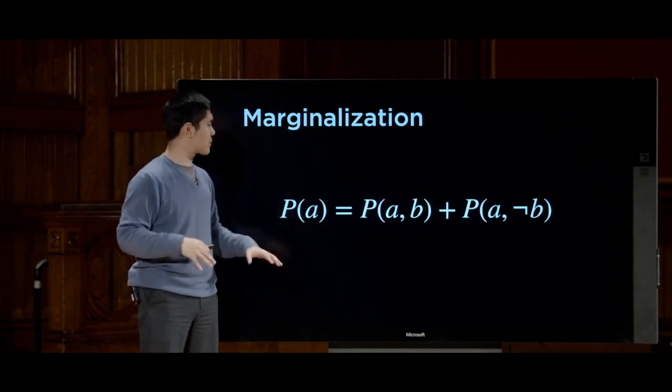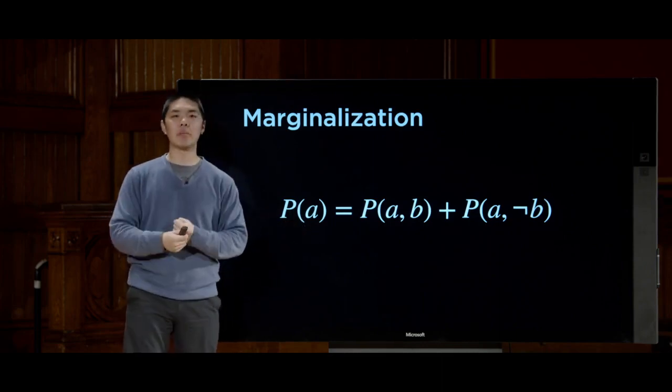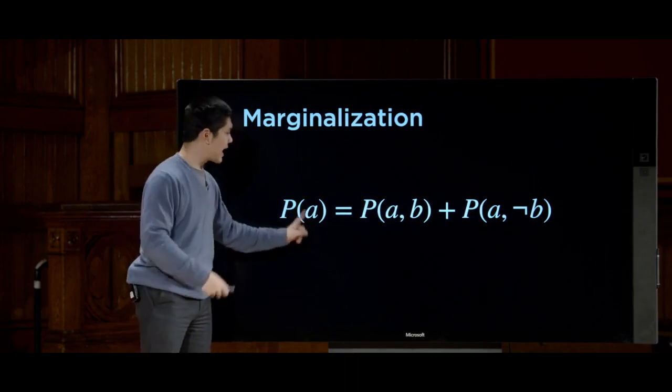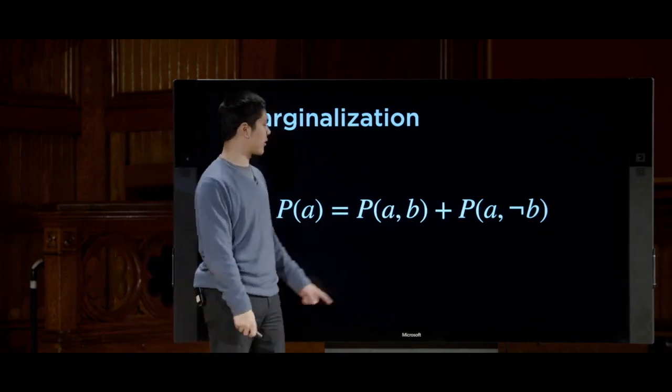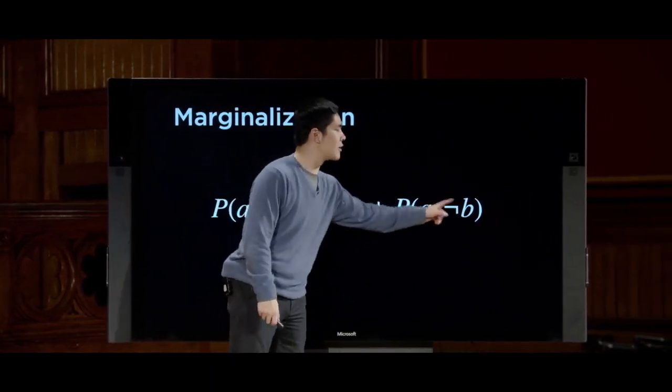They're disjoint or separate cases. And so I can figure out the probability of A just by adding up those two cases. The probability that A is true is the probability that A and B is true, plus the probability that A is true and B isn't true.